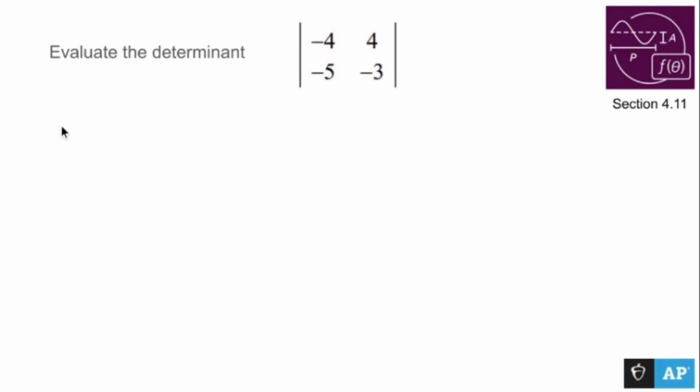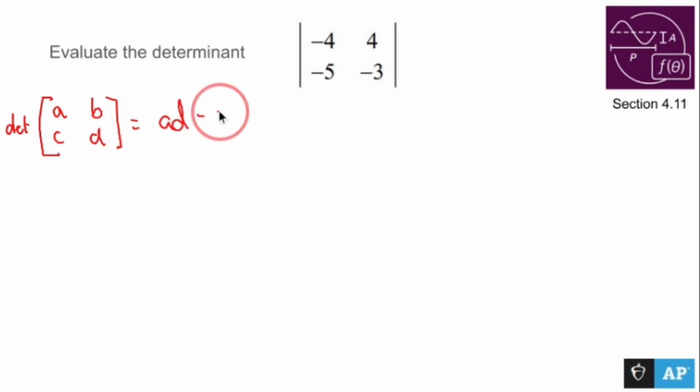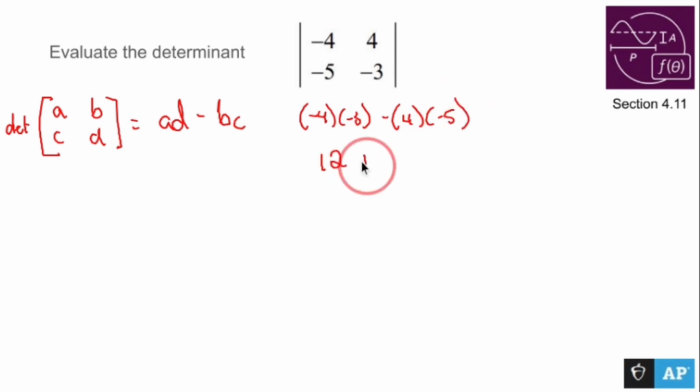Evaluate the determinant of this 2 by 2 matrix. If you're given a matrix that looks like this, 2 by 2 standard, and you're being asked to find the determinant of that, it's actually pretty simple. You just take A times D, so the top left times the bottom right, minus the top right times the bottom left. So BC. So in this case, the determinant is going to be negative 4 times negative 3 minus 4 times negative 5. So we're looking at 12 plus 20 is 32.